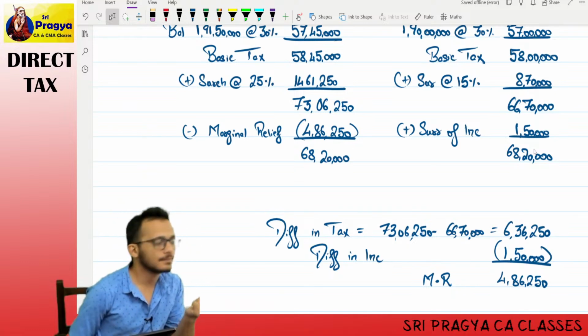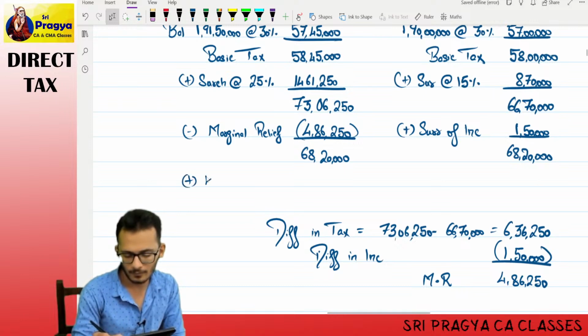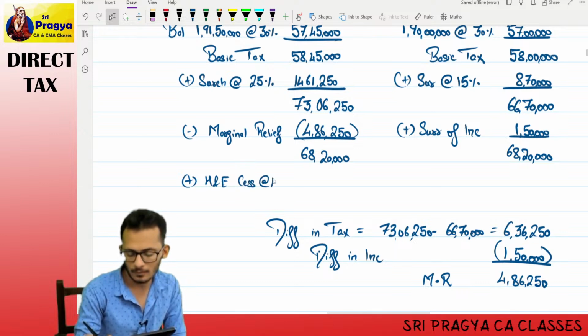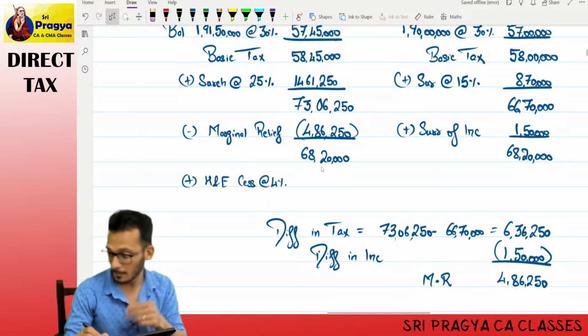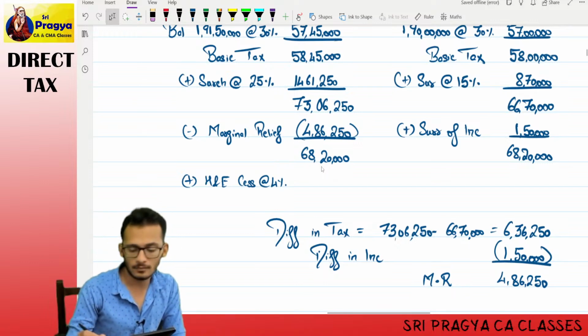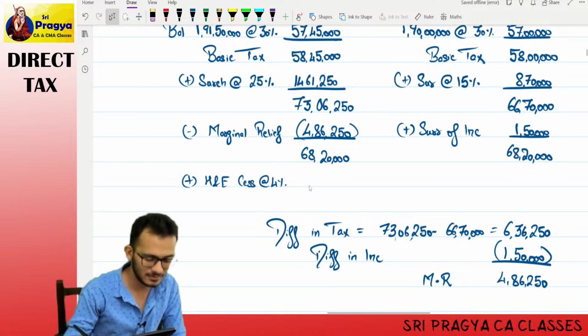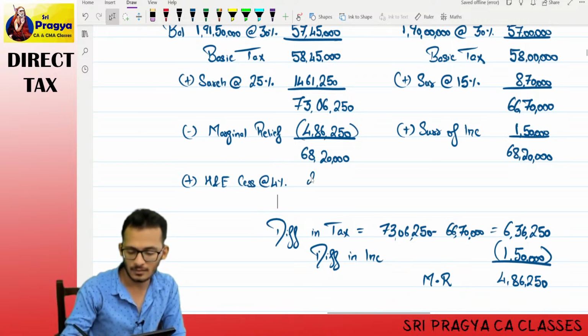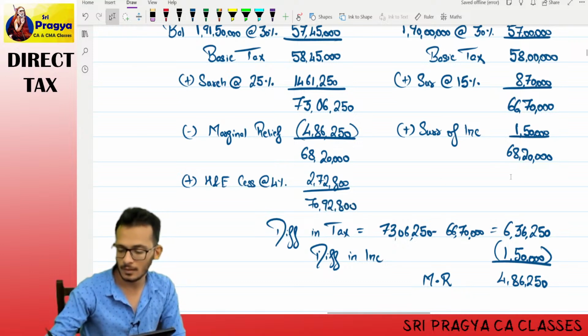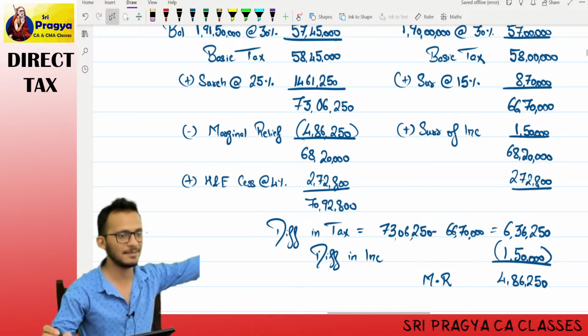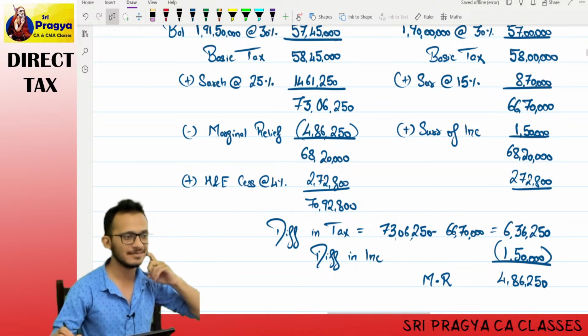Rahul, is the answer over? You have to add cess. Number is 2,72,800. Same number on the right side. How many of you are trying this? Check, right side same number.